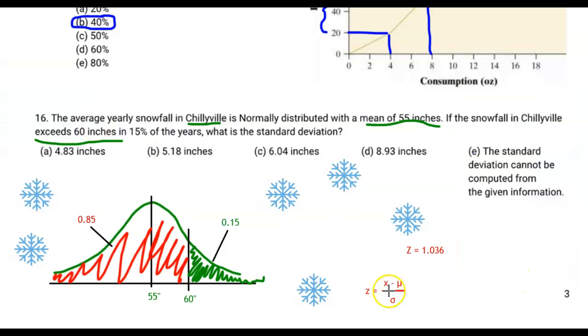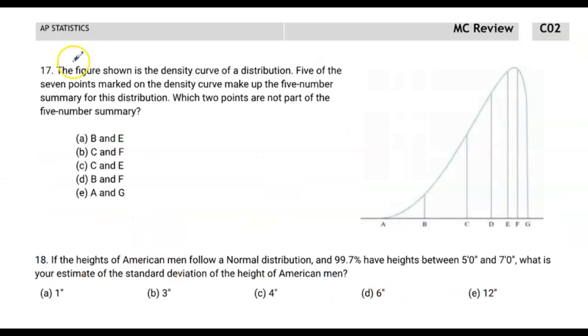Now let's substitute all the other values that we know and try to find the standard deviation. As you can see, what we did was we substituted the z, the x, and the mu, and we don't know the standard deviation, so we can solve for that. A little algebra gives us that the standard deviation is 4.83. There's your answer.